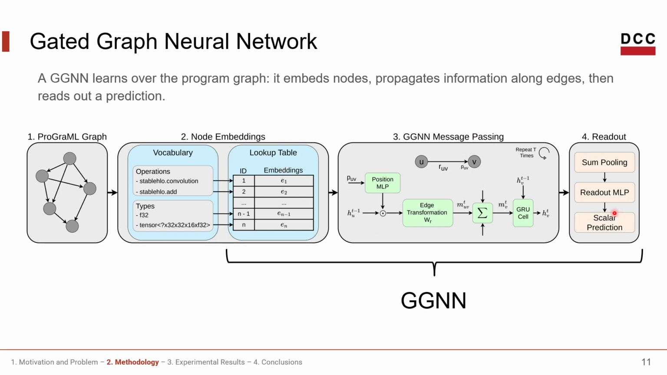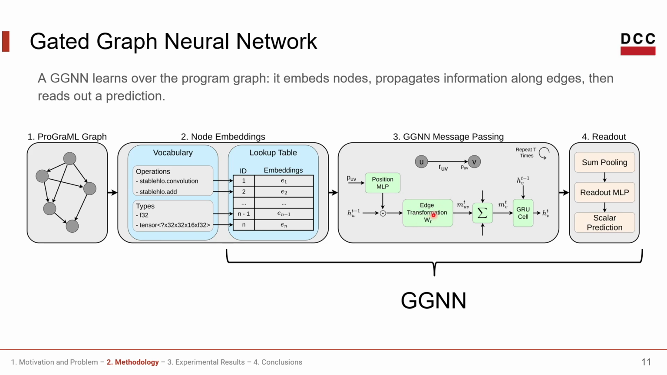Then there's the message passing component in the middle. This component is basically like the heart of the GNN, and it's a process where nodes repeatedly exchange information with their neighbors. And there are a few important parts here. One is the position multi-layer perceptron, which basically helps the model differentiate between the positions of arguments in a function or an operation or something like that.